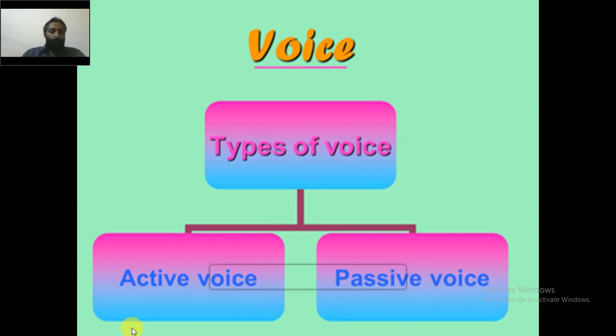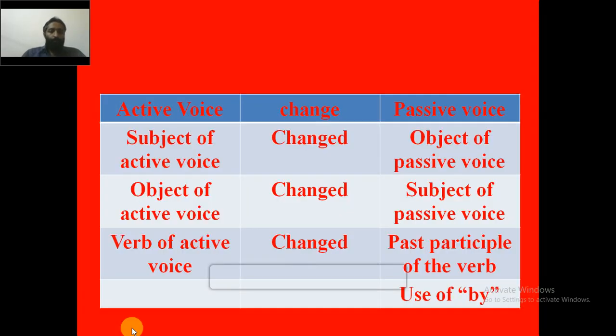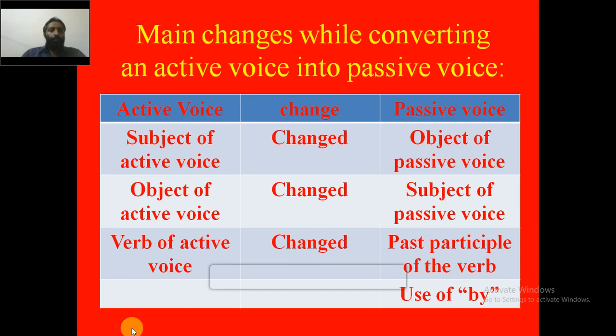So let's go through the notes today. Once again, these are the four changes that you will have to keep in mind when you are converting an active voice into passive voice. The subject of the active voice will be changed into the object of the passive voice. Object of the active voice will become the subject of the passive voice. Past participle form of the verb and the use of by. So let's take one by one and see how it happens in a particular sentence.